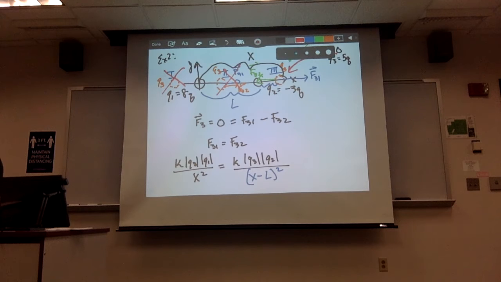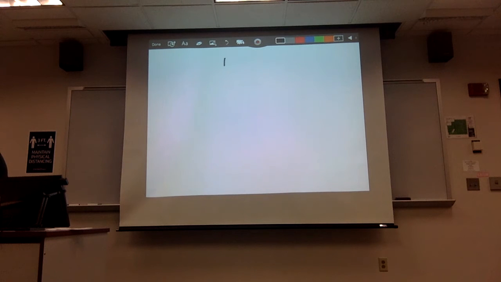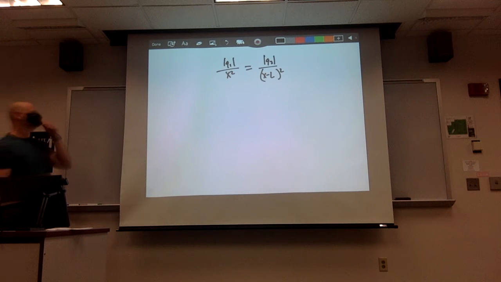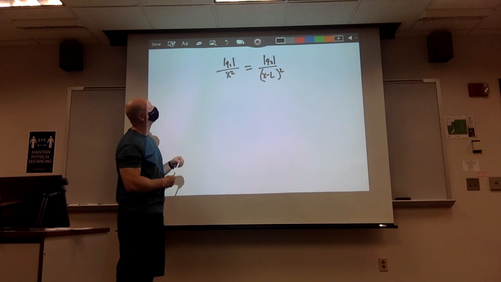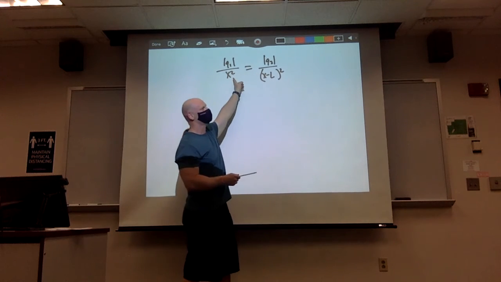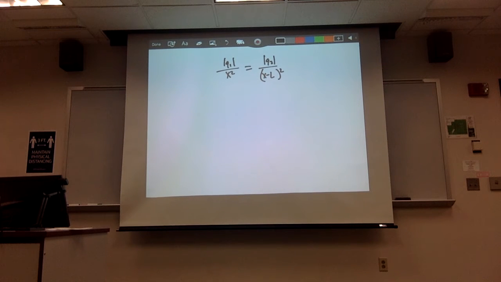Now from here, the k's are the same, let's get rid of the k's. The Q3s are the same, so I get rid of the Q3s. So this simplifies to Q1 divided by x squared is equal to Q2 magnitude divided by x minus L squared. Now from here, there are two ways we can solve this problem. We could square this thing out, multiply, write it in terms of a quadratic equation, and then solve the quadratic, and blah, blah, blah, and that's just no fun.